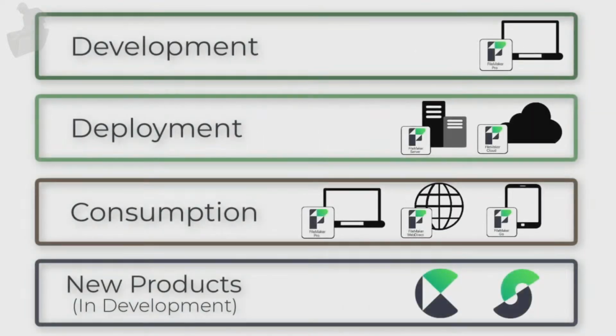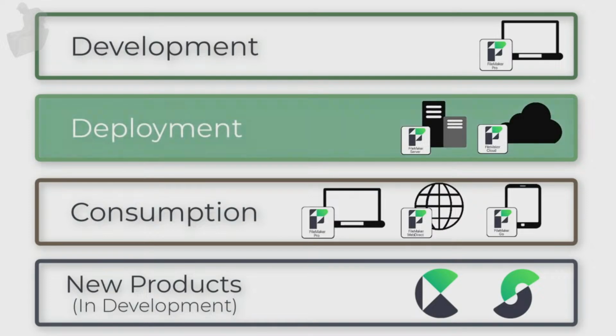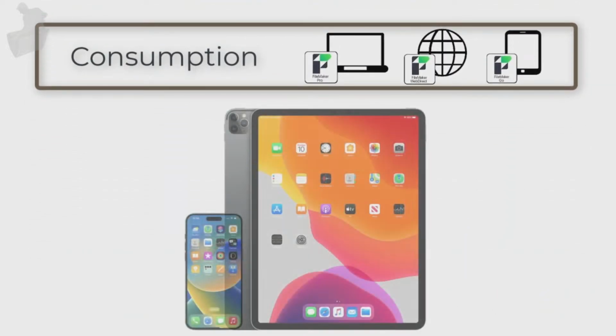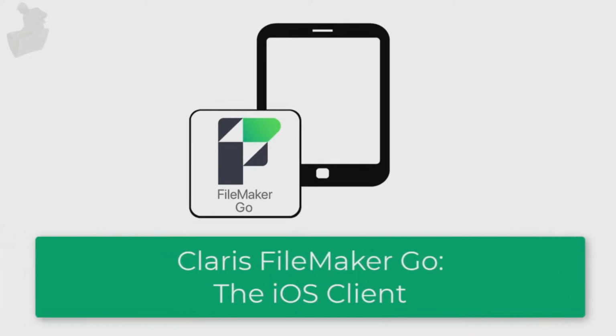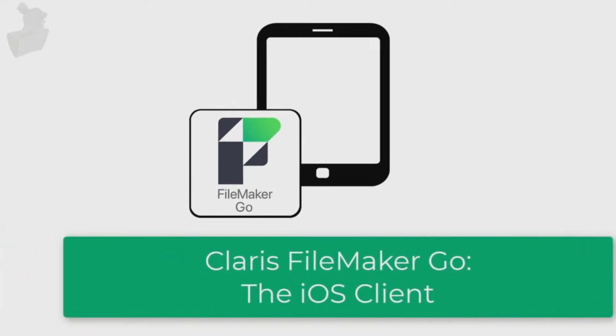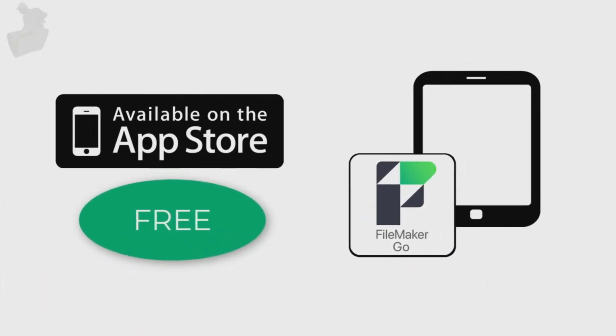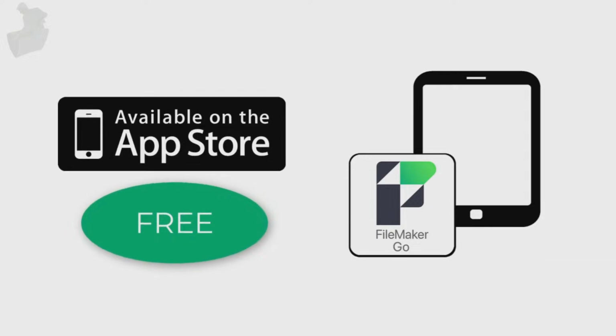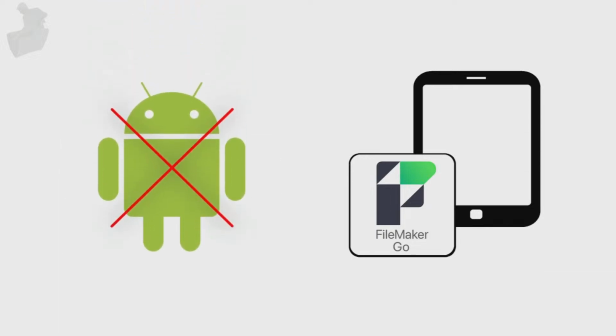So in summary, understand that when you're going to share your FileMaker custom application with your team, you're going to want to choose either FileMaker Server or FileMaker Cloud. Now, moving forward, if you have users who want to leverage an iPhone or iPad, they're going to want to install FileMaker Go. FileMaker Go is a free download from Apple's App Store. FileMaker Go is not available for Google Android.